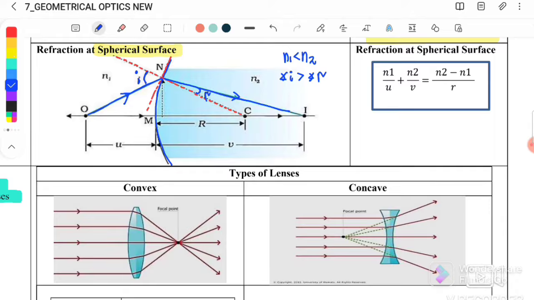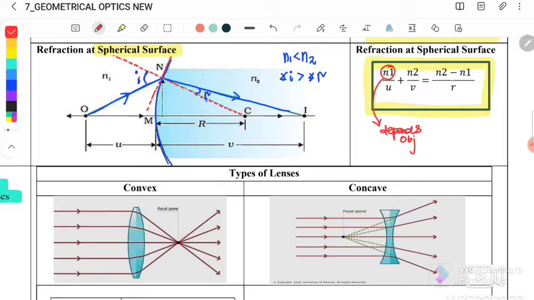The equation that we will use for refraction at the spherical surface is N1 over U plus N2 over V equals N2 minus N1 over R. When you use this equation, N1 depends on where the object is. The position where the object is at, that medium is what we use as N1.